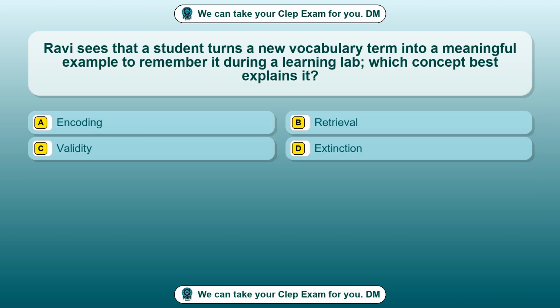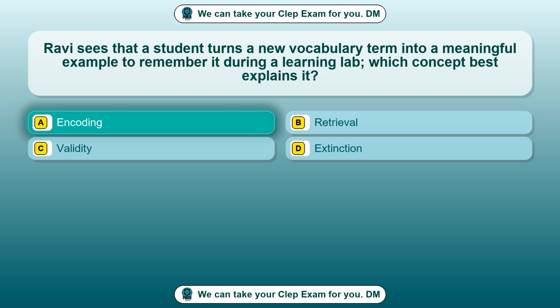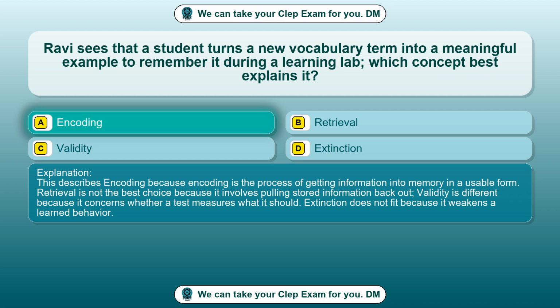Question 36. Ravi sees that a student turns a new vocabulary term into a meaningful example to remember it during a learning lab. Which concept best explains it? Option A, encoding. Option B, retrieval. Option C, validity. Option D, extinction. The correct answer is option A. Encoding. This describes encoding because encoding is the process of getting information into memory in a usable form.